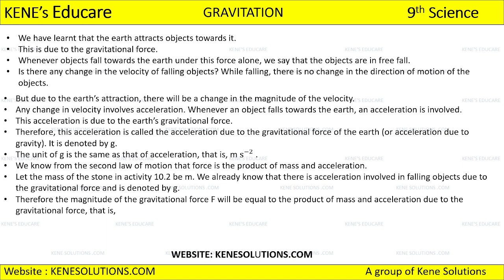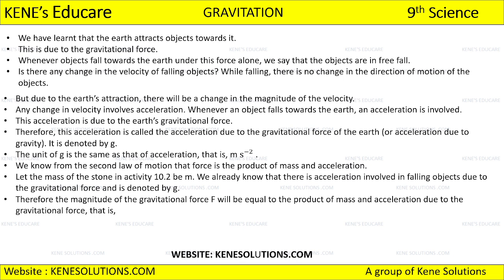Whenever an object falls towards the earth, an acceleration is involved. This acceleration is due to the earth's gravitational force, and therefore it is called acceleration due to the gravitational force of the earth, or acceleration due to gravity. We denote this acceleration due to gravity as small g.